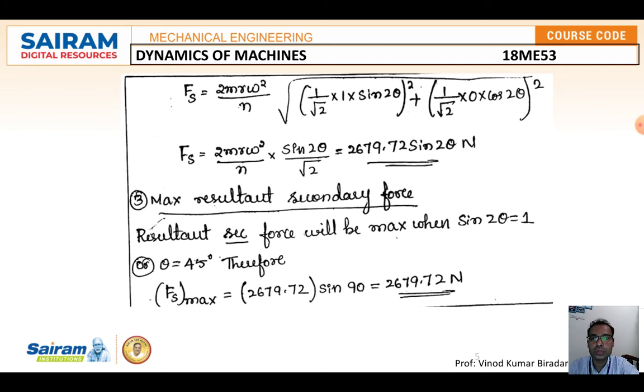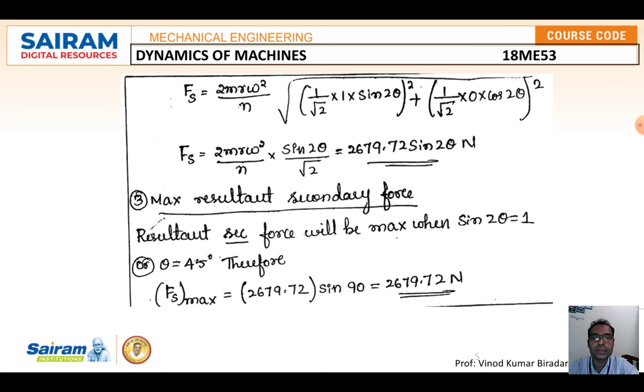Okay, so if you simplify that, you are going to get 2mrω² divided by n, square root of 1 by root 2 into 1 into sin 2θ whole square, plus 1 by root 2 into 0, that you are going to get 0 only. So F_s, that is the secondary force induced, is 2mrω² divided by n into sin 2θ divided by root of 2.